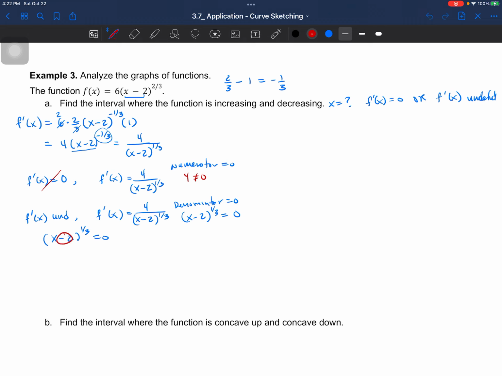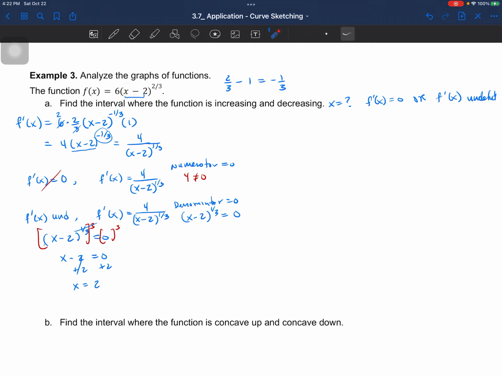So that isolates the process to just finding out when this is going to be 0. We can argue that this is going to be 0 whenever the inside is 0, or you can just say this is the same thing as if we raise both sides to the power of 3 to undo the power of 1/3. So that means x minus 2 equals, well, 0 to the third power is still 0, and these cancel each other out. So now we can proceed by finding x equals 2.